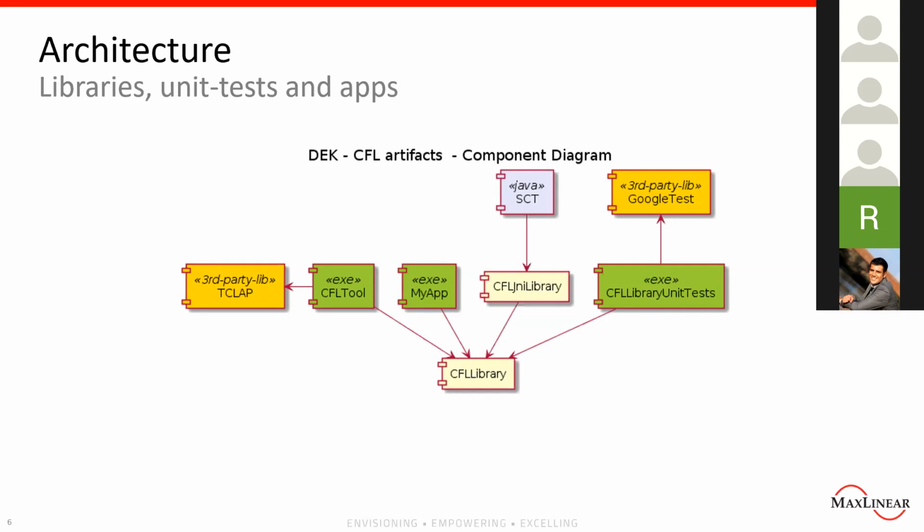From left to right, we have the command line tool, which allows for quick tests through the command line to see how our business logic behaves. We also create higher level, more complex applications. We also use the library from our unit tests, which in turn use the Google test library, or through a JNI library, we can call our library from a Java application.